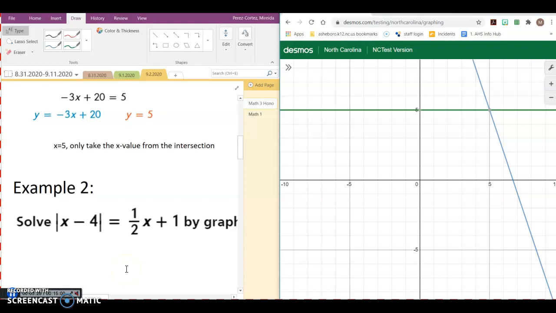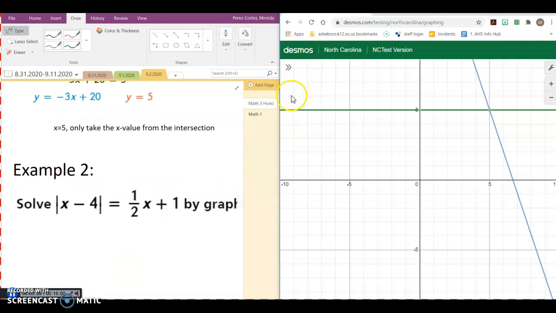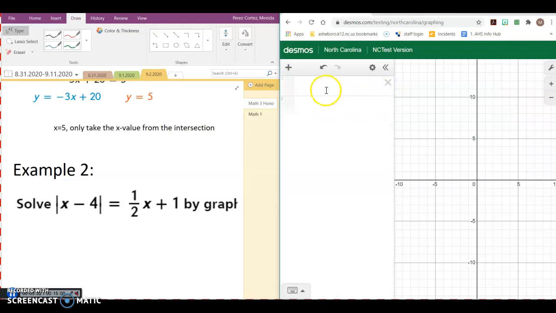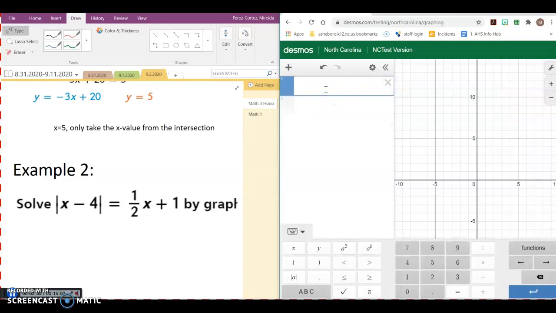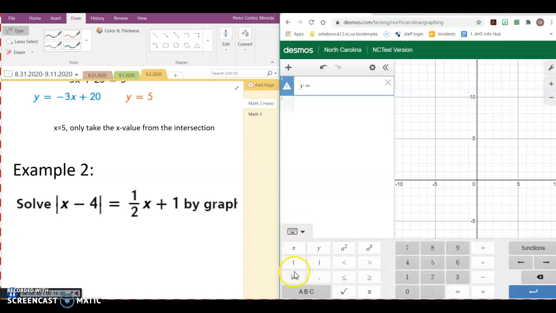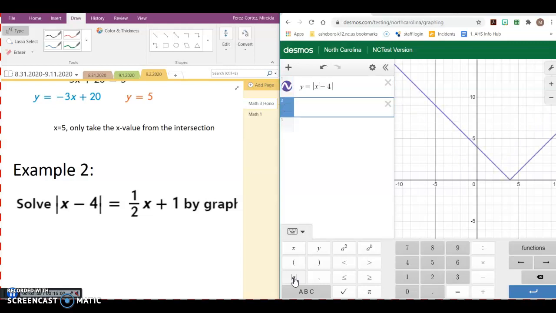Let's go ahead and try example number 2. Solve this equation by graphing. So notice that I'm going to write the left side first, and I'm going to write it as a function. Y equals the absolute value. To get the absolute value in Desmos, just click this keyboard down here. Press the absolute value, x minus 4, enter. So there's my first half of the equation.